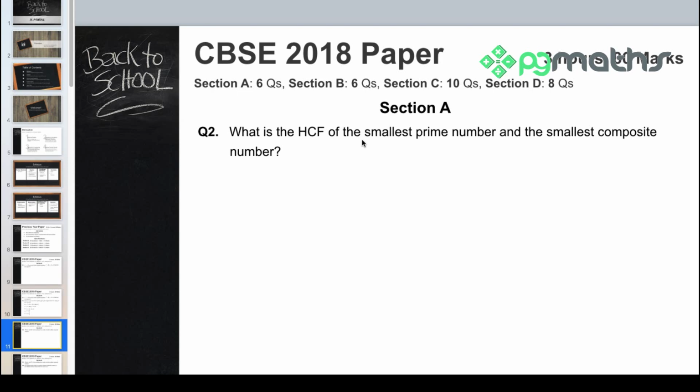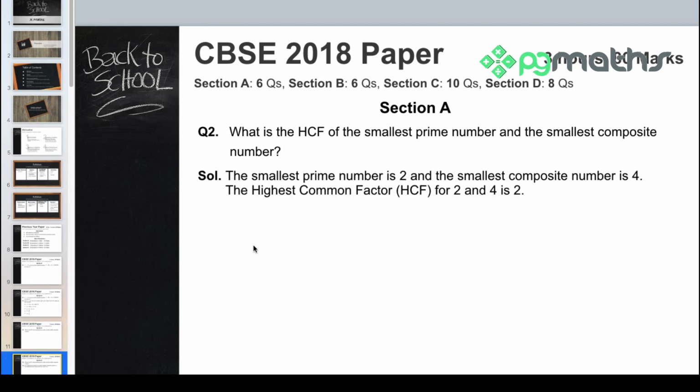Okay, the smallest prime number. Prime numbers start from 2. The definition is it should not have any other multiple other than 1 and the number itself. So the smallest prime number is 2. Why not 1? Because 1 is neither prime nor composite by definition. Smallest composite number: 1 is neither prime nor composite, 2 is prime, 3 again is prime, 4, yes, it's the smallest composite number. So the smallest prime number is 2 and the smallest composite number is 4.